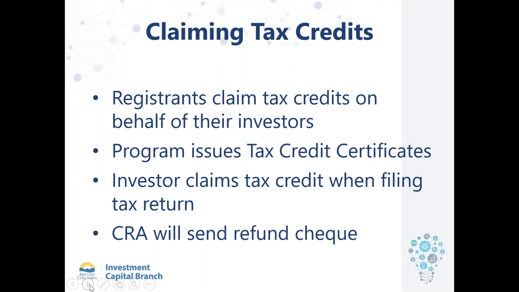The end result, though, is that we release a tax credit certificate, and it's a PDF document that gets loaded to our website. The registrant company gets a system-generated email telling it to go to the website and retrieve the tax credit certificates. So it's a physical document. It's a PDF document containing the tax credit information, who the investor invested in, the amount of the investment, and the amount of the tax credit. And the way that the investor claims the tax credit is that once the company has distributed the certificate to the investor, the investor will claim the tax credit when they file their tax return.